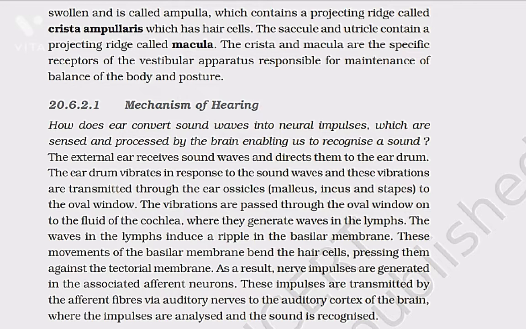in response to the sound waves, and these vibrations are transmitted through the ear ossicles, malleus, incus and stapes to the oval window. The vibrations are passed through the oval window onto the fluid of the cochlea, where they generate waves in the lymph. The waves in the lymph induce a ripple in the basilar membrane. These movements of the basilar membrane bend the hair cells, pressing them against the tectorial membrane. As a result, nerve impulses are generated in the associated afferent neurons.